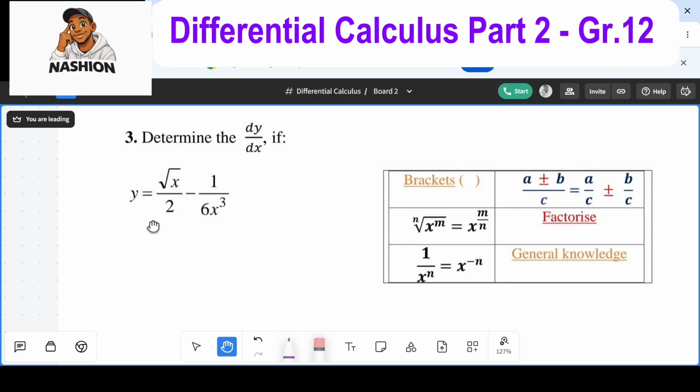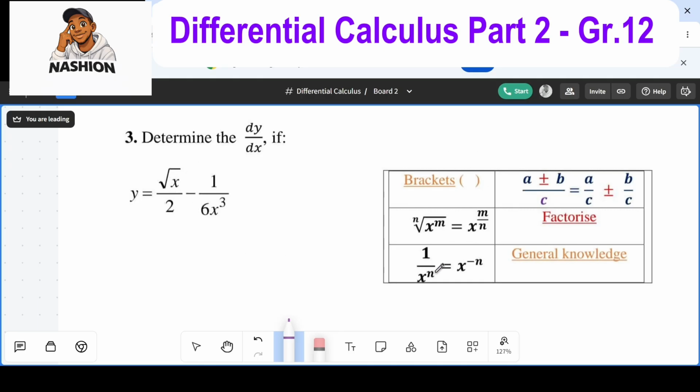Question 3. So guys, in each question, you might want to just pause the video and try it out yourself first, then continue watching. That will make you so happy. Determine dy dx if we are given all of this. Firstly, we check, is this ready for the derivative? No ways. We have the surds, we have x at the denominator right here.